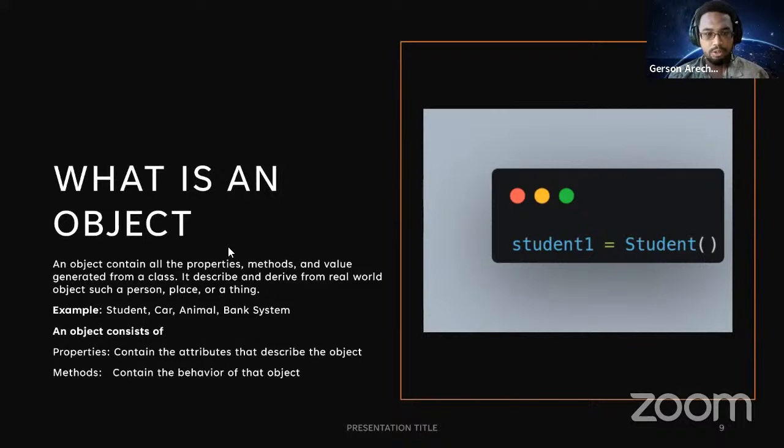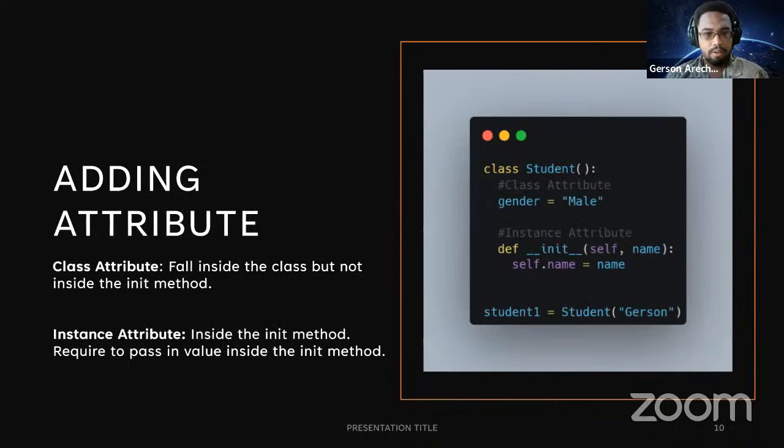All right, so I just showed you how to create a class in Python, an empty class, and then create the object. But I didn't really show you the main feature of it. The main feature is adding attributes. There are two ways of adding an attribute. One way is adding a class attribute, which basically falls inside of a class but is not part of the init method. I will go over more about the init method.